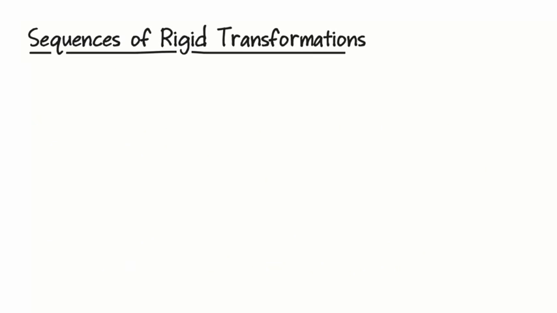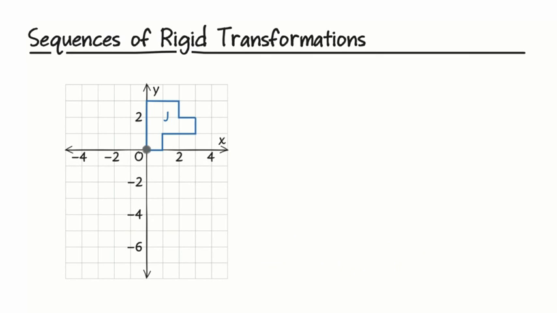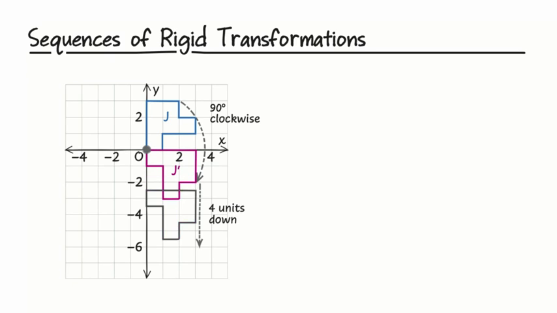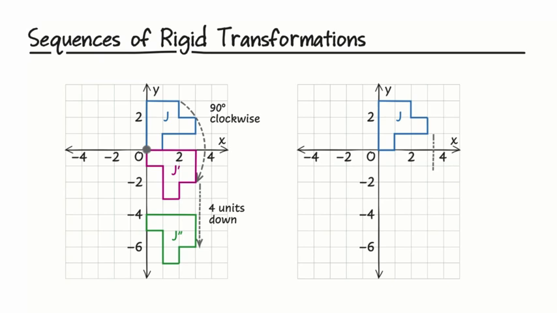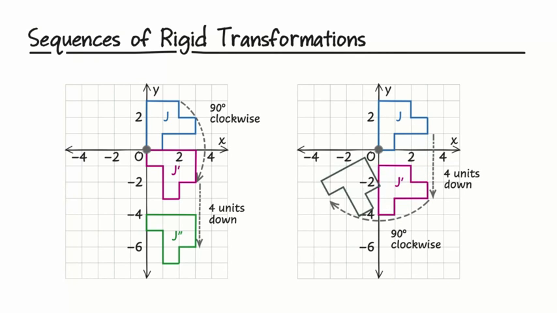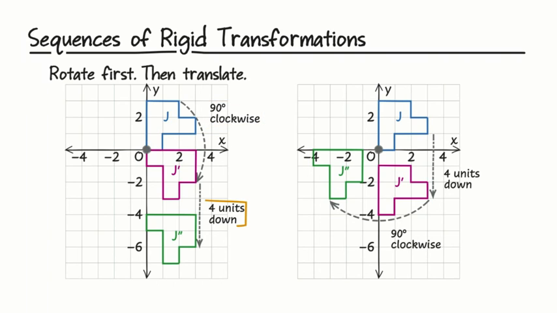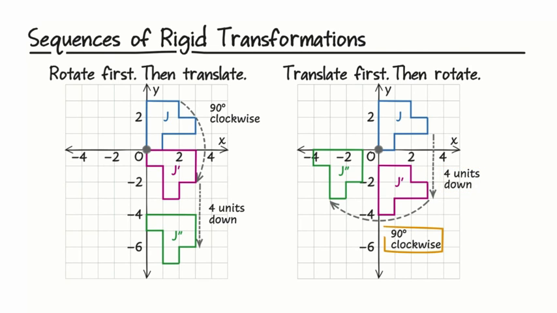After working with single rigid transformations, students move to performing several transformations in a row to explore sequences of transformations. Working with sequences of transformations, they see that the order in which the transformations are performed can affect the location of the image. For example, a 90-degree rotation around the origin followed by a translation results in a different image than the same translation followed by the same rotation.